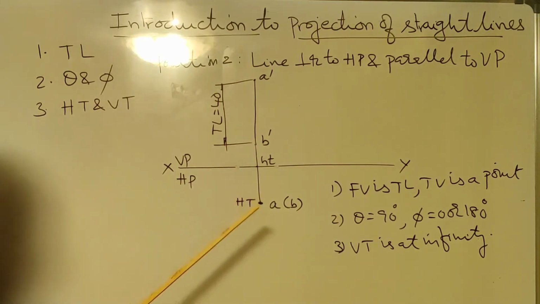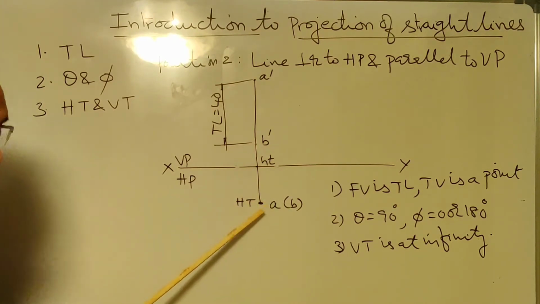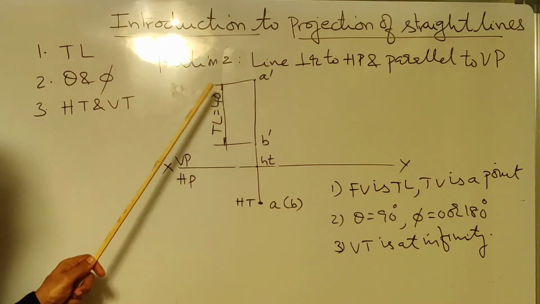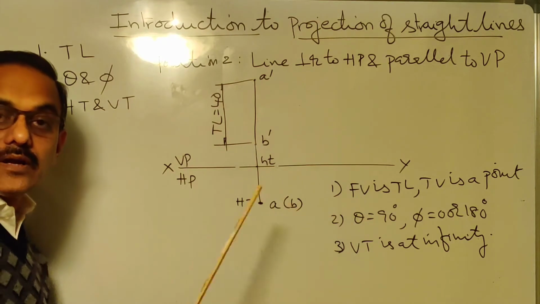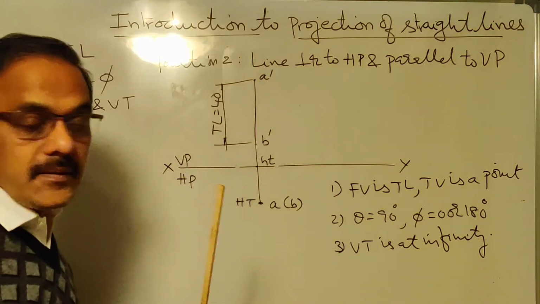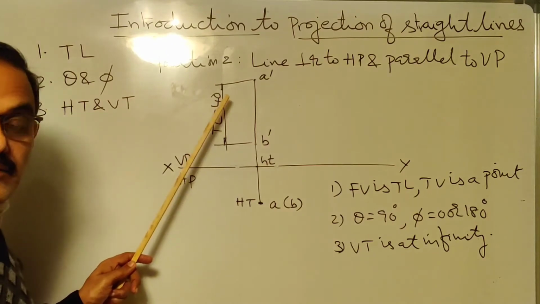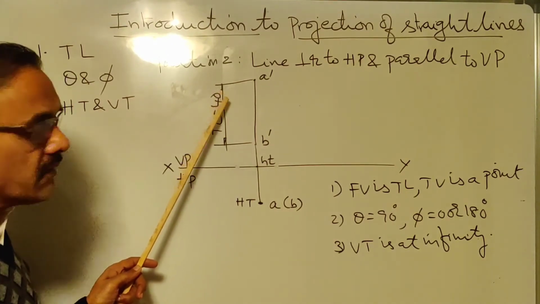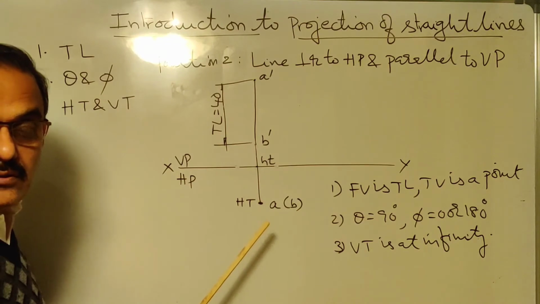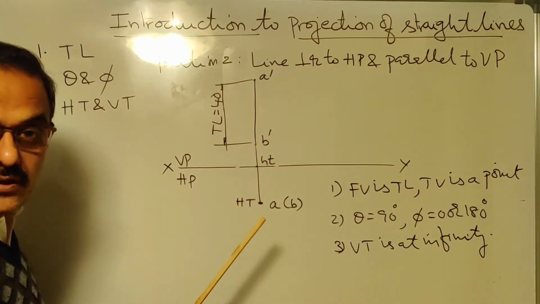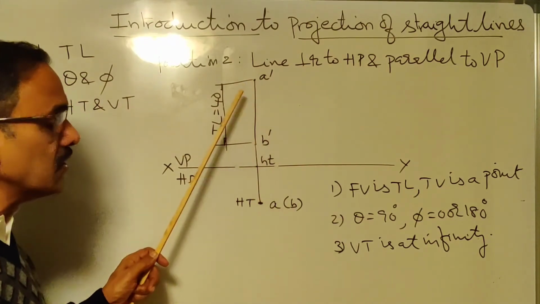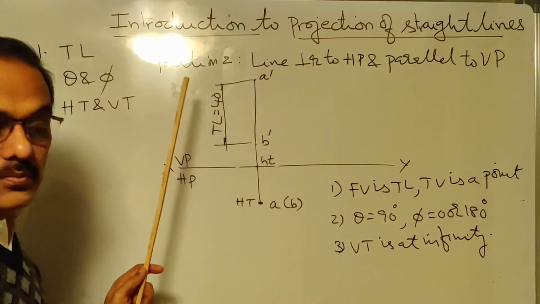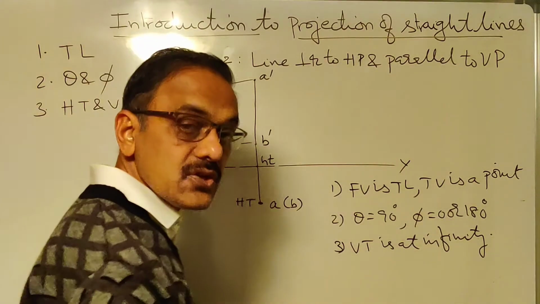Or putting it the other way, if the top view of a line is a point, then its front view is perpendicular and true length. Okay, please write down the statement in your sketchbook. If the front view of a line is perpendicular and true length, then its top view is a point. Or vice versa. If the top view of a line is a point, then its front view is perpendicular and true length. Please write down the statement in your sketchbook.